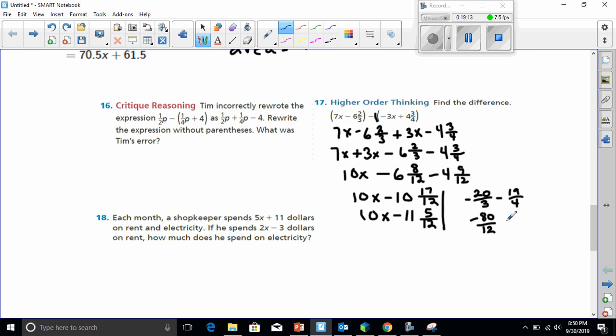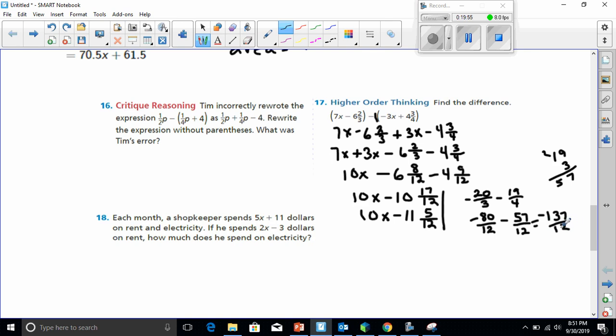And over here, this would have been a negative, and 3 times 19, that's 57. So that would have been 57 over 12. And I would have had to add these together. That would have been 137 over 12.